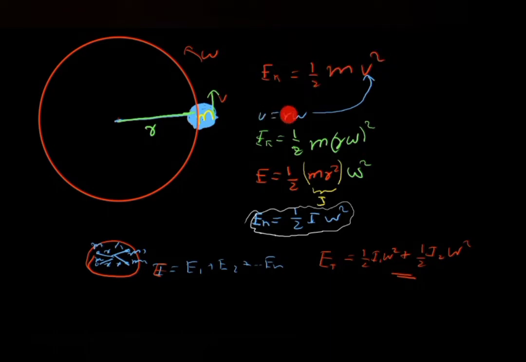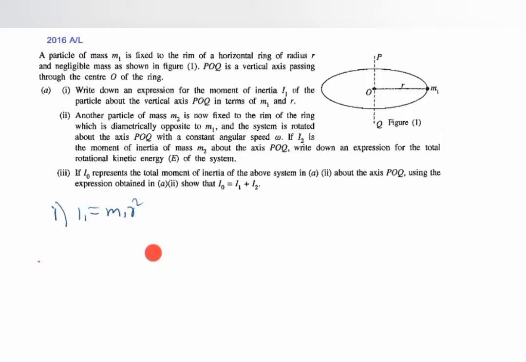Now, v equals r omega, so you can plug that into the equation. Ek equals half m (r omega) squared, which equals half m r squared omega squared. In the bracket, m r squared is nothing other than the capital I, the inertia, so the equation becomes half I omega squared. This is the basic equation for a system of a few particles together. The total energy is E1 plus E2 plus E3, so half I1 omega squared plus half I2 omega squared, because omega is a common thing. It is not omega 1 or 2, it's the same omega.